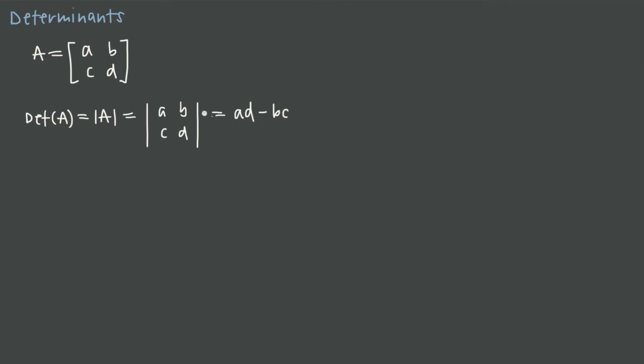Remember that if the determinant of A is equal to 0, that tells you that the matrix is singular. It's not invertible. It does not have an inverse. But if the determinant of A is non-zero, if it does not equal 0, then the matrix is invertible. It has a defined inverse. You can find its inverse.